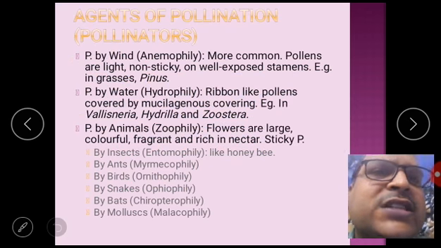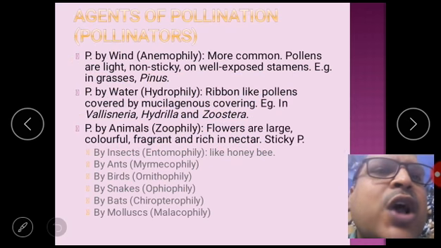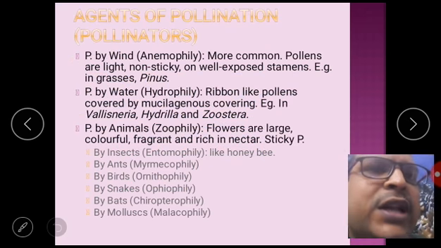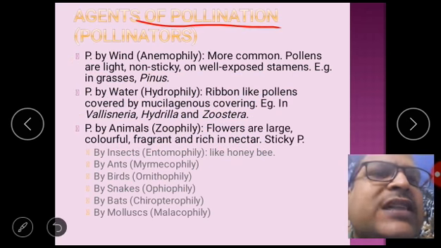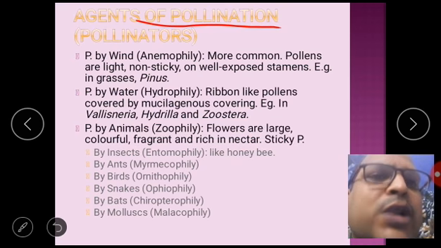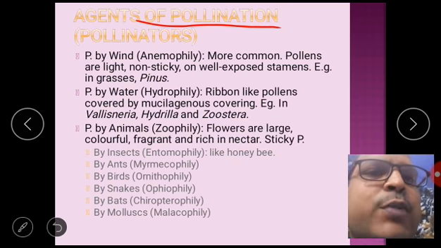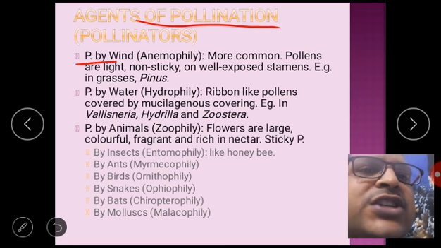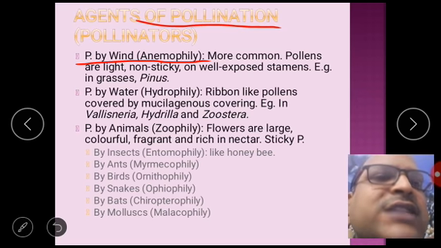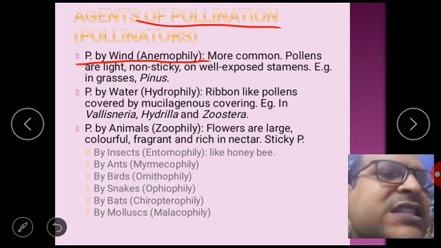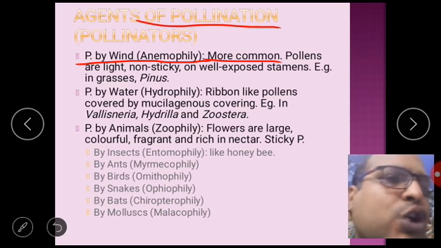What are the pollinators? I want to tell you, students, pollination will proceed by different agencies. So what are the agencies which can carry out pollination? Here you see pollination by wind. This is known as anemophily. It is called anemophily. Now it is the most common method. I should write here most common, not more common.